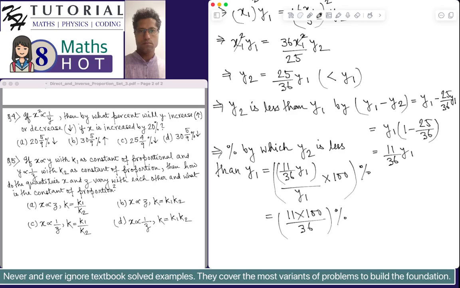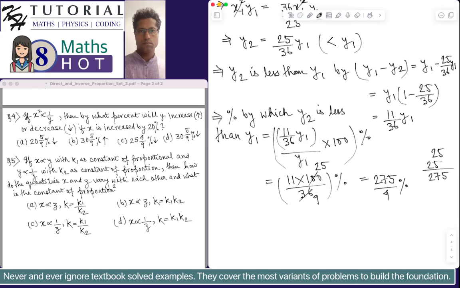By this much percentage y2 will be less than y1. Now this is equal to, if we do a little bit of simplification, cancellation by 4, this will be 9 and this will be 25. 25 multiplied by 11, how much is 25 multiplied by 11? 275. So we have 275 divided by 4 percentage by which y2 is less than y1.